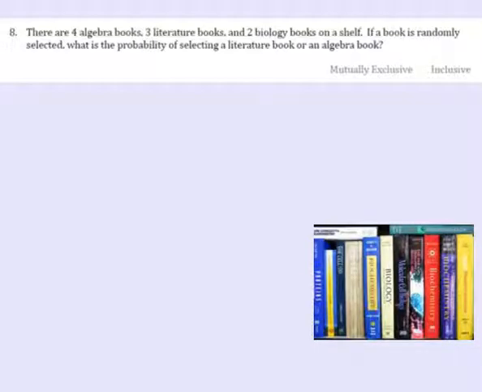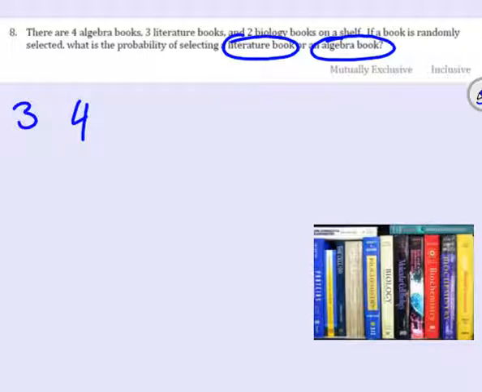Number 8, there are 4 algebra books, 3 literature books, and 2 biology books on a shelf. If a book is randomly selected, what's the probability of selecting a literature book or an algebra book? Now, there's 4 algebra books, and there's 3 literature books. So I'm going to add those together. Now 4, 3, and 2, that means there's 9 books. Alright, now we're at 7 out of 9.